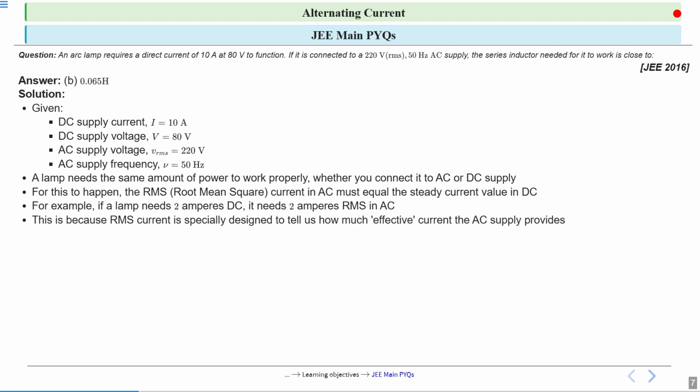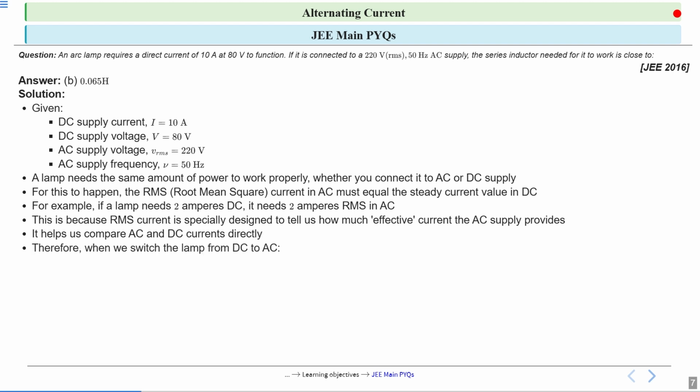This is because RMS current is specially designed to tell us how effective current the AC supply provides. This is the effective current that AC supply provides. On this principle of power dissipation, special ammeters that measure AC currents, AC ammeters and AC voltmeters, are working. Hot wire principle. So on the principle of energy dissipation or power dissipation, it helps us compare AC and DC current directly.